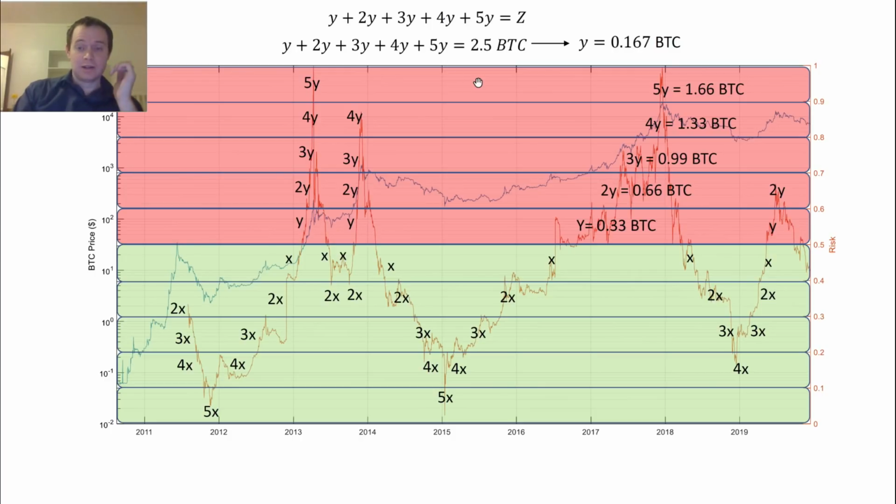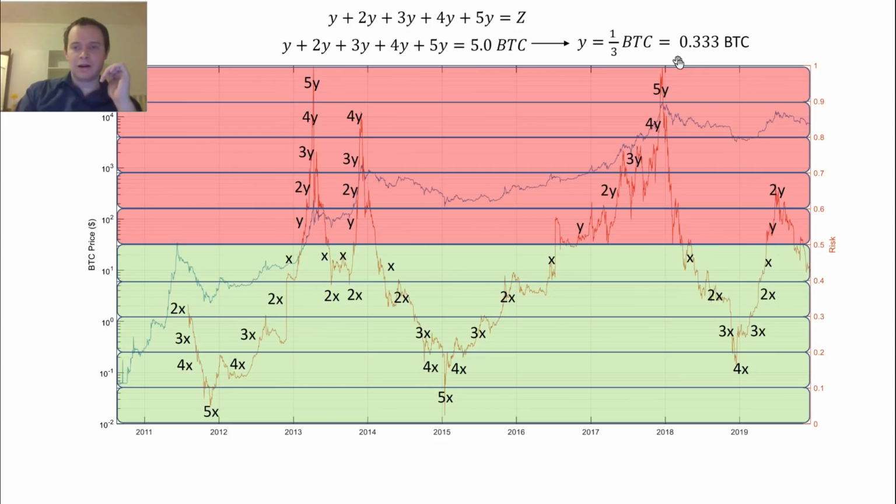So assuming that you are doing 0.33 Bitcoin, the nice thing about this is that you're able to sell at different regions, and you're making sure you get profit. You're not just sitting on your hands. You're not just waiting around to see what happens. You're taking profits on the way up.